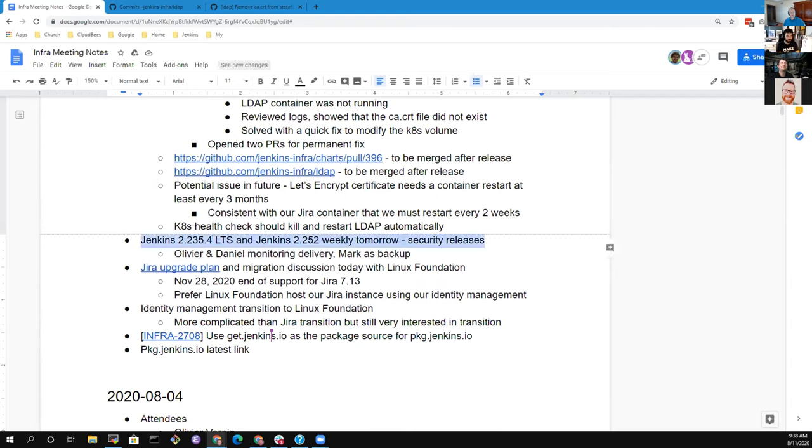Upcoming releases tomorrow. Olivier and Daniel Beck are going to monitor delivery tomorrow. I'm acting as backup if for some reason Olivier were unavailable. If Olivier becomes unavailable, Daniel's plan is to start a little later so that he can do it while I'm normally awake rather than starting at roughly midnight my time. We don't expect any surprises there.